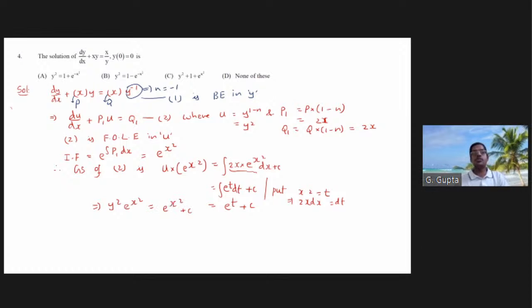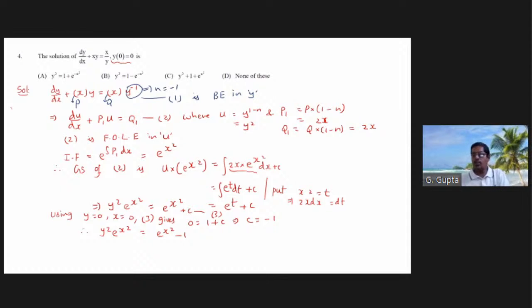But our solutions do not look like that. There is no constant. Use this condition, y of 0 is 0. Let us denote this as equation 3. Y value 0, that is when x is equal to 0, equation 3 gives 0 is equal to e raised to 0, that is 1, plus c. So from this c is minus 1. Therefore, back to equation 3, the solution is y square times e raised to x square is equal to e raised to x square minus 1.